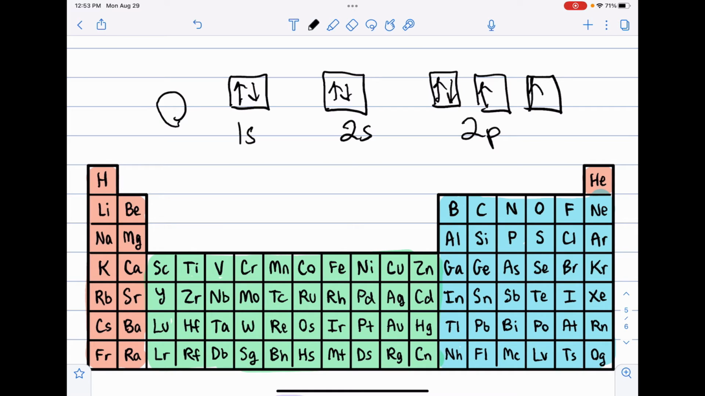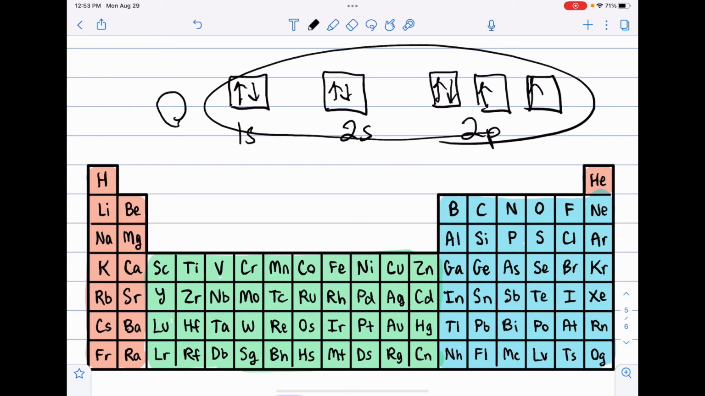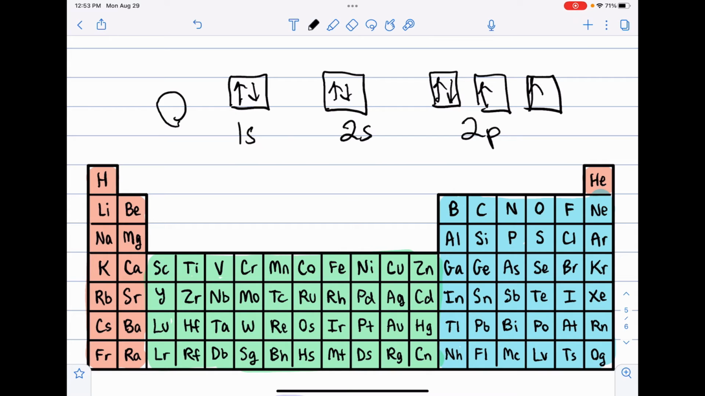And the reason that I now apply Hund's rule to these, but not at the same time with all of those, is that orbitals that are in the same subshell, like the 3 orbitals in the 2p, are what we call degenerate. And in chemistry language, degenerate means they have the same energy.